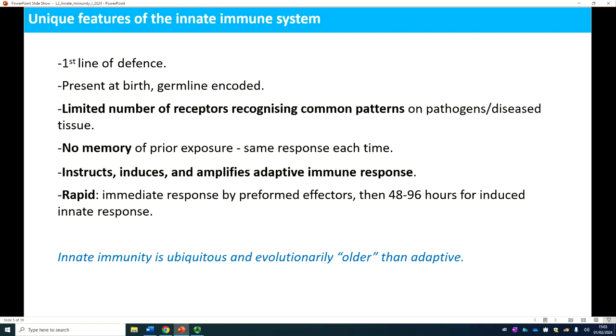Now, one of the key features of the innate immune system is that it's very rapid. And so we get this immediate response from our preformed effectors. So these can be like your molecules and things like that. But then about 48 to 96 hours later, we get the induced innate immune response that is dependent on the leukocytes and the white blood cells.